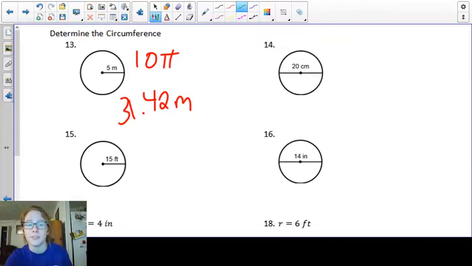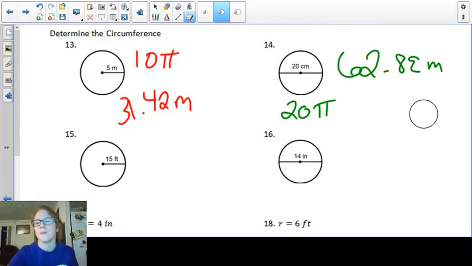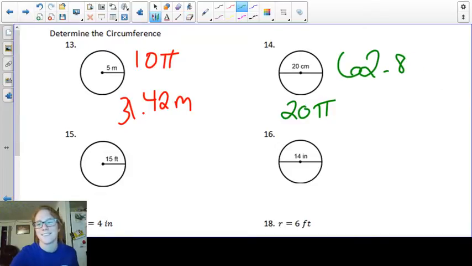Number 14 right next door. We need my diameter, which we already have, so it's going to be 20 pi. When I plug that in my calculator, I get 62.83 centimeters. Haha, I put my 3 and my E, my C together. There we go.